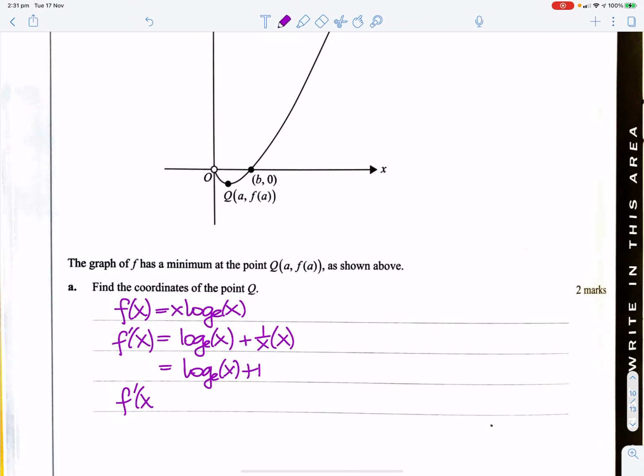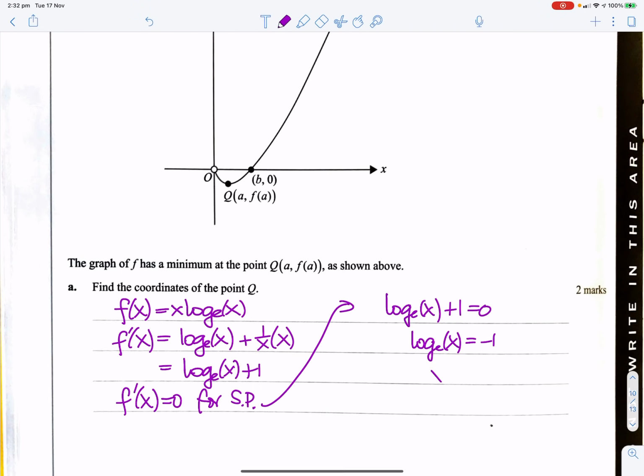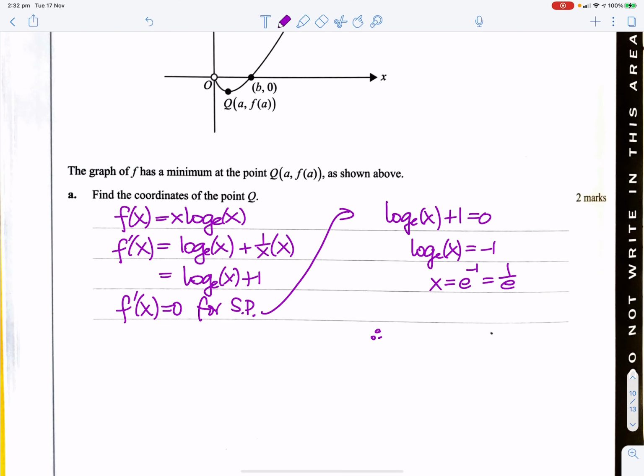We know f dash of x equals 0 for a stationary point. So we get log e of x plus 1 is equal to 0. Log e of x is equal to negative 1. x is e to the negative 1, which is 1 on e. So the point Q is 1 on e.